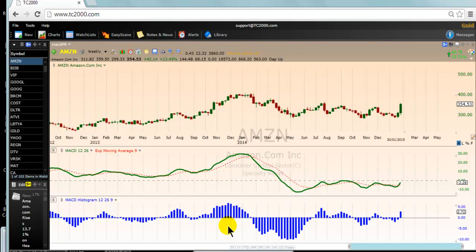So Thomas Aspray is the person who developed the MACD histogram in 1986. So this is about knowledge, all right? I do not worry about knowledge, I worry about understanding. So the MACD histogram measures the distance between MACD and its signal line.